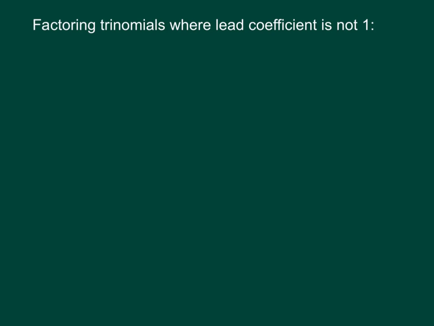I want to show you two ways that we can factor trinomials where the lead coefficient is not equal to 1. Those are trinomials that might look like 2x squared minus 3x minus 20. This is where this lead coefficient here is something other than 1.